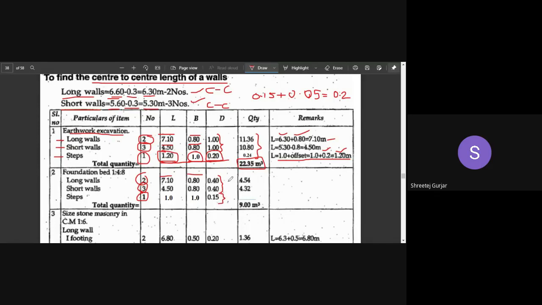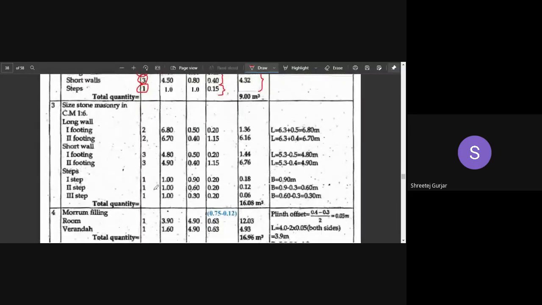So you can see the first step, which is of 20 centimeter, is a foundation bed, right? The thickness is 0.4, and the width and length are the same, only the thickness is varying. So it is 0.4, and for steps it is 15 centimeters. So that is how you get our foundation in concrete. And then moving on to side stone masonry.